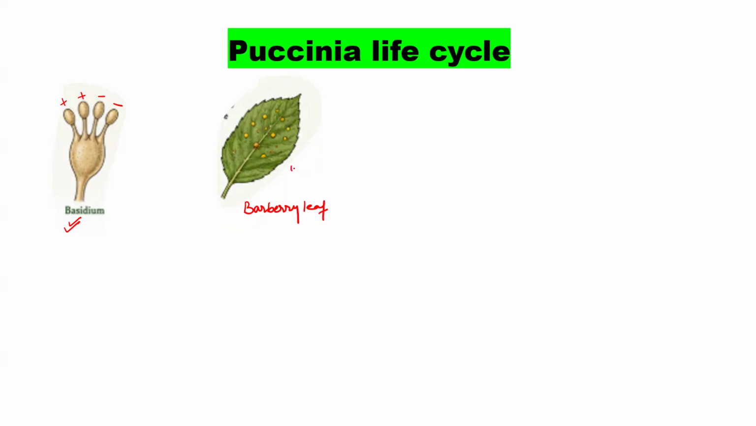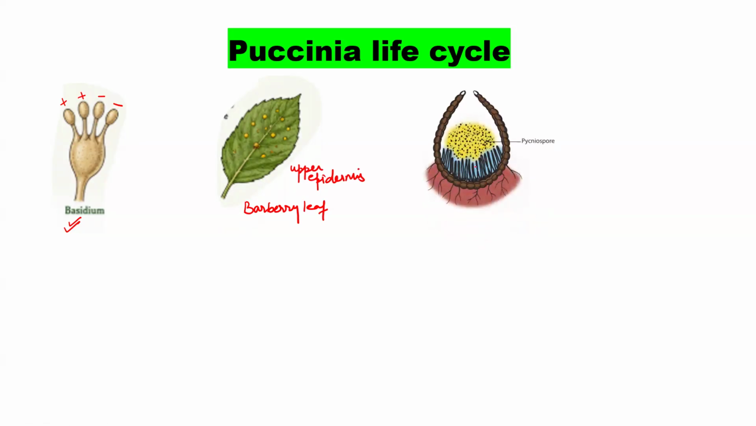Now see, this is basidia, which is producing these basidiospores, which are of two types, plus and minus strain. And these basidiospores will infect the barberry leaf. This is the barberry leaf, they will infect. And what happens on the upper epidermis? On the upper epidermis, please focus, they will make a cup-like structure, and that cup-like structure is known as pycnia, which will produce many pycniospores by the asexual method.